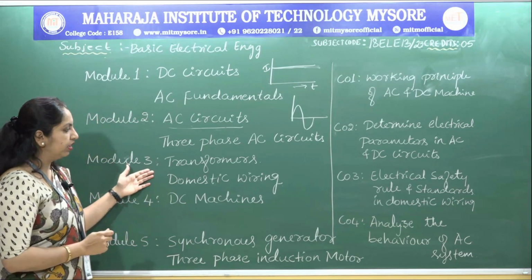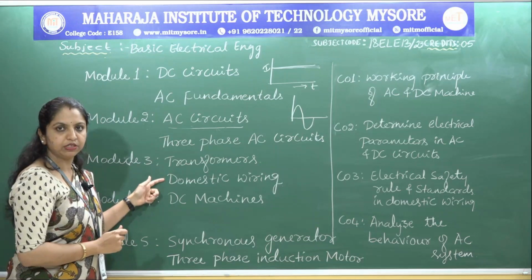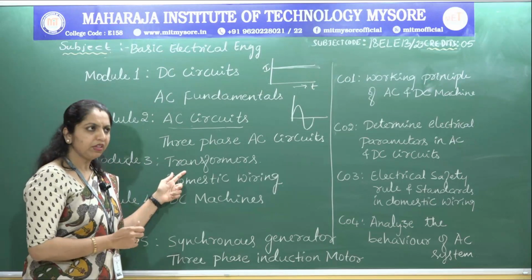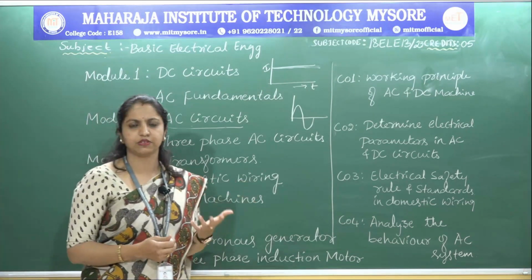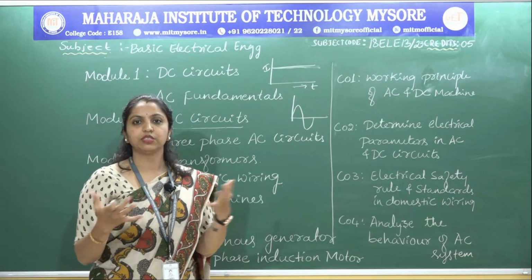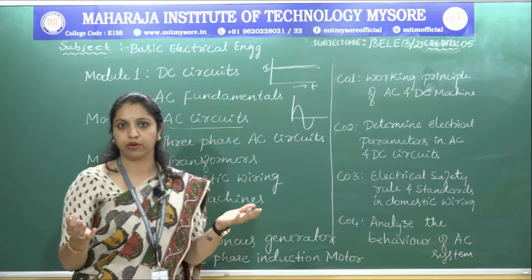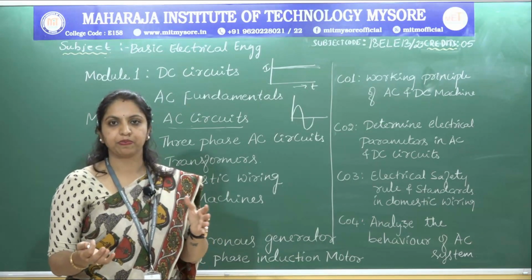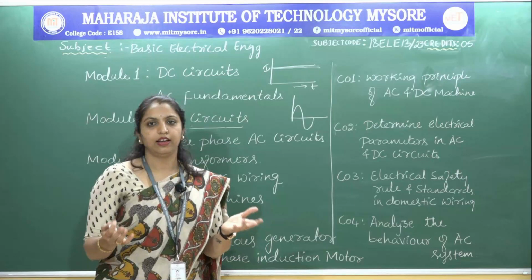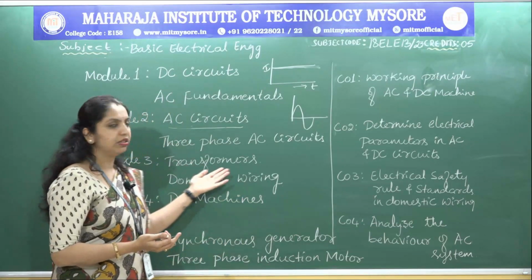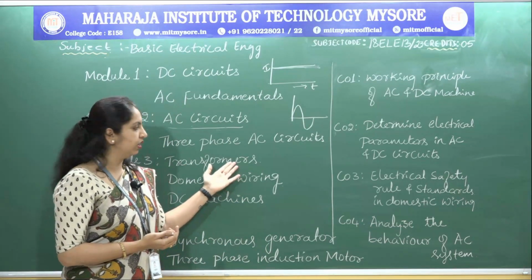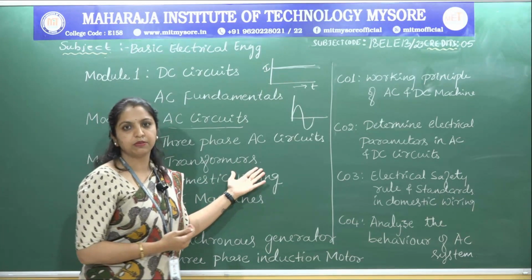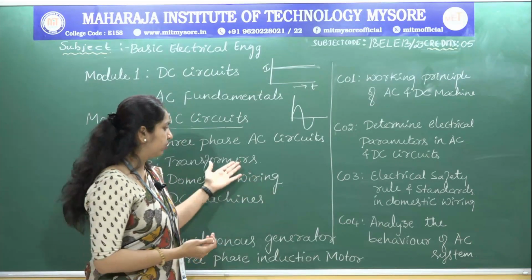Next we have module 3. In module 3, again you have two chapters: one is transformers and another one is domestic wiring. You might have heard about the word transformer. It is a device which transfers electrical energy from one point to another point without any electrical connection. That is nothing but a transformer. Here you are going to study the different types of transformers, the construction of the transformer, the working principle of transformers, and of course the applications of transformers.